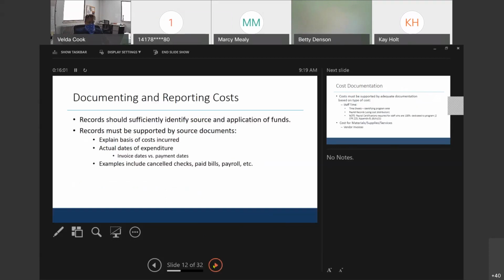Always, you're going to hear this, it's going to be so repetitive, but documenting and reporting the cost is so ultimately important. We all get monitored from the state down, and so adequate documentation to show clarity and to show transparency of what has happened along the way is of the utmost importance. Records can be supported by the source documents. Again, this is something that will be presented in greater detail when we get to the implementation stage, but there's an explanation to show the basis of all the costs incurred.